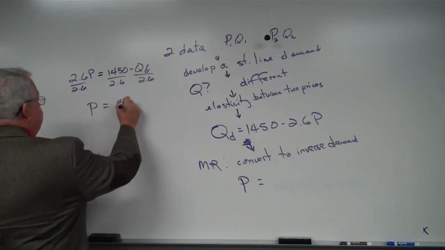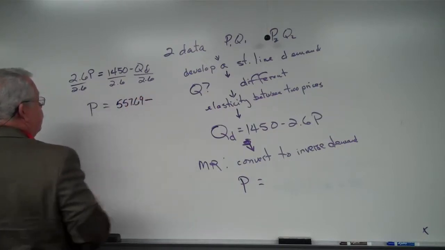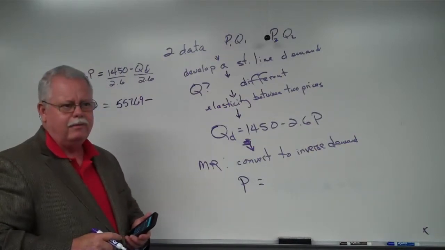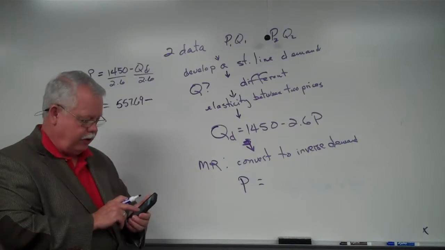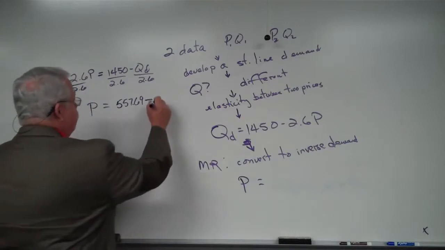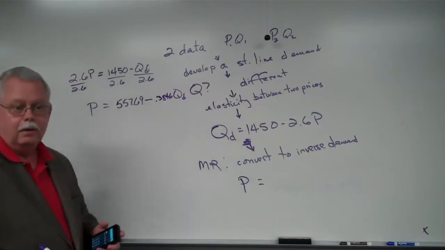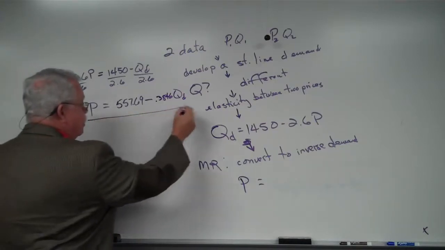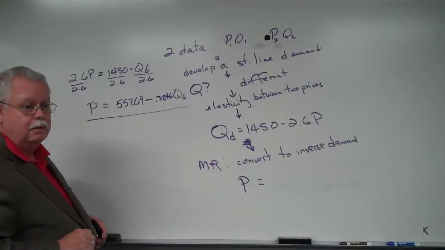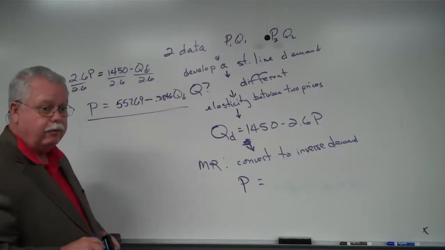Let's see, 1450 divided by 2.6, 0.3, that ain't right. Help me out here if you can. I get 557.69 minus, what's QD divided by 2.6? How do you do that? 1 divided by 2.6. Take the inverse. 0.3846 QD. There's my inverse demand equation. Okay, I took the inverse of 2.6. 1 divided by 2.6, 0.3846.